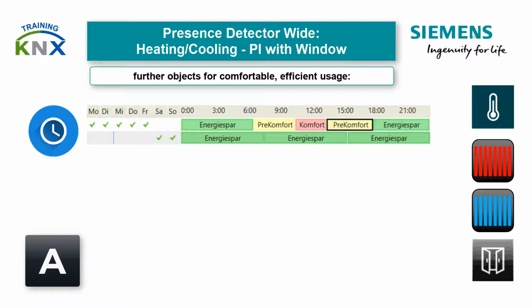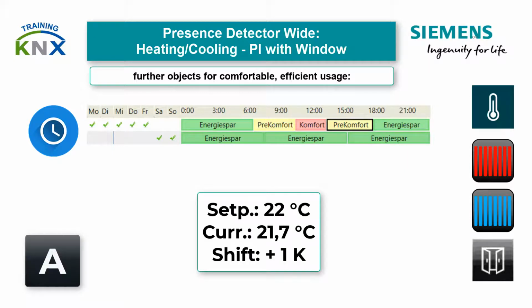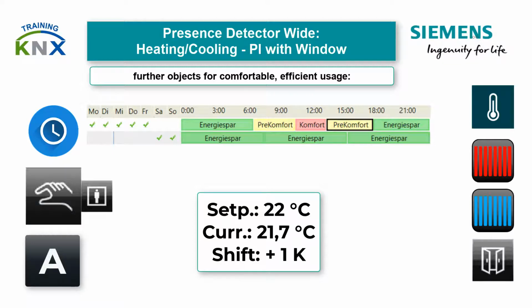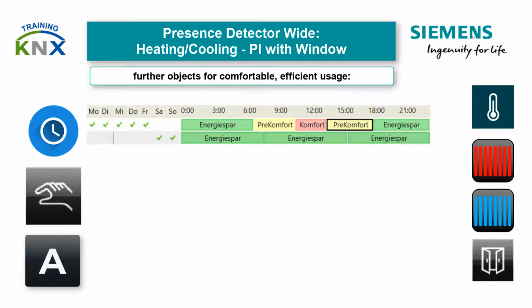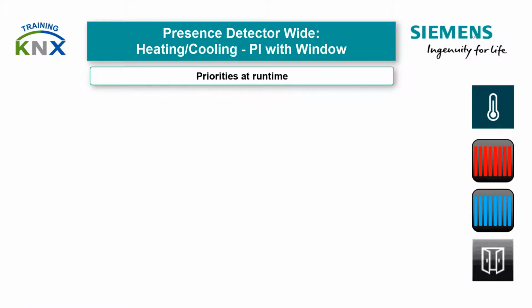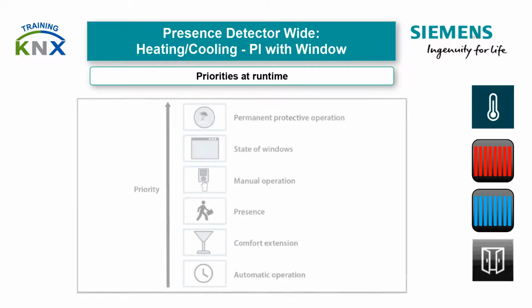Today, such a controller is often operated via a visualization tool, a cell phone app, or a configurable display. For this purpose, the objects for the temperature setpoint and actual value, the manual operating mode setting, and the setpoint shift must be addressed. Before I describe the three other objects for optimal use of the temperature controller, we need to clarify the order of priorities.